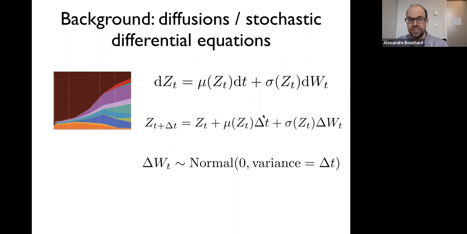So this recipe is essentially giving you a way, if delta t is very small, to generate these pictures of continuous trajectories that interpolate between frequencies. That's diffusions in general. Now let's specialize this to the Wright-Fisher context, where mu and sigma take a specific form. I'll just say briefly that the reason diffusions are so widely used is, again, a central limit theorem argument.